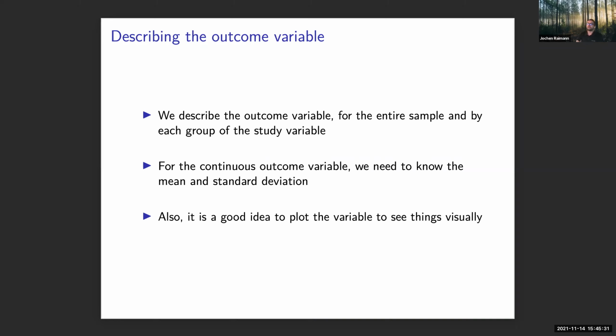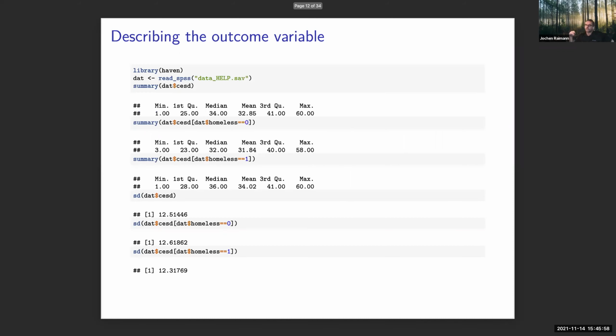We describe now the outcome variable for the entire sample and by each group of the study variable. So the outcome variable is now essentially the entire sample, and then we're looking into the groupings, homelessness versus no homelessness. Continuous variables are now characterized with the normal measures of central tendency and variability, the standard deviation. And it's always good to plot and to do proper descriptive statistics.